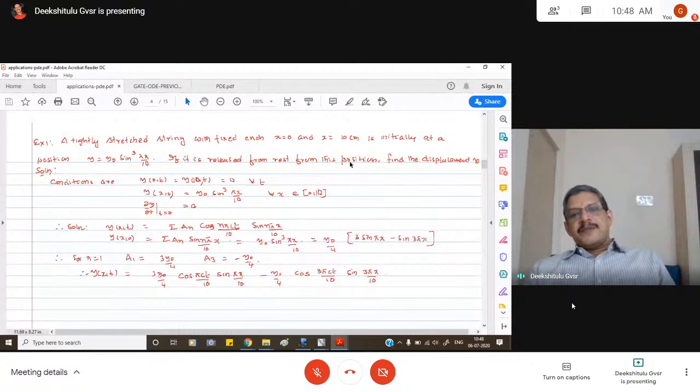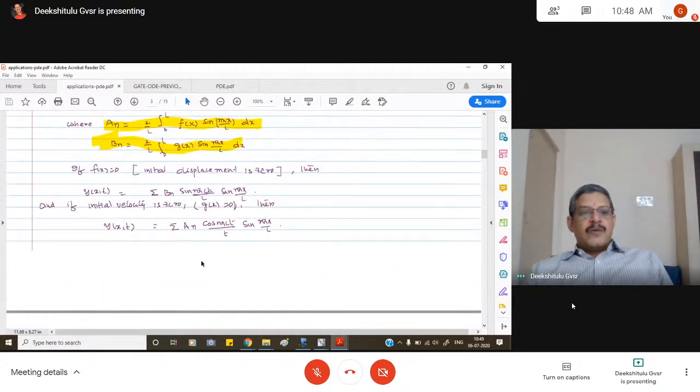If we release it from rest from this position, initially the string is at this position, then it is at rest, then it is released. So y of x, 0 becomes y naught sin cube pi x by 10, and dou y by dou t, the initial velocity, is 0. At the end points y is 0, because the string is fixed, there is no displacement.